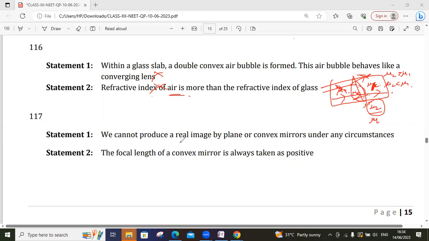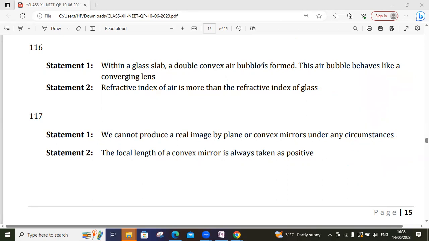Question 117. We cannot produce a real image by plane or convex mirrors under any circumstance. This is not the case, because if the object is virtual, the image will be real. A real image is formed by the actual meeting of rays. This is wrong. The focal length of a convex mirror is always taken positive. Yes, correct, according to the sign convention. So this is correct and this is wrong.